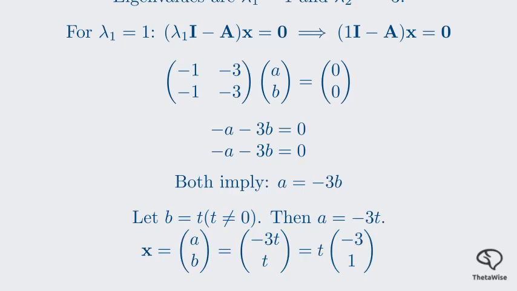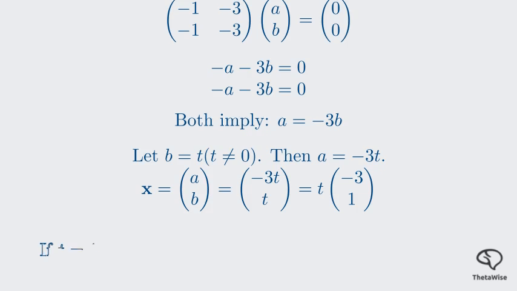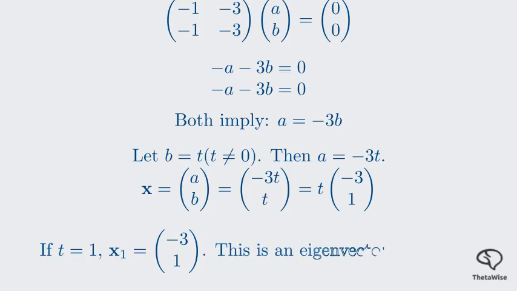For simplicity, we typically choose a value for t that gives the simplest integer components. Let's choose t equals 1. So the eigenvector corresponding to the eigenvalue 1 is negative 3, 1. Again, any scalar multiple of this vector is also a valid eigenvector for lambda equals 1. Now let's repeat the process for the second eigenvalue, lambda 2 equals negative 3.